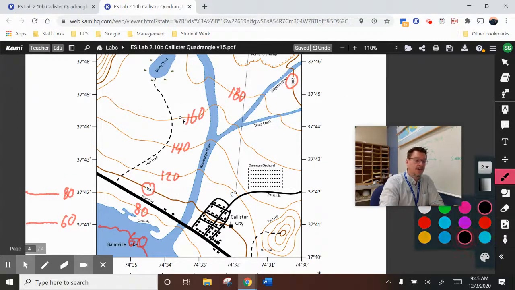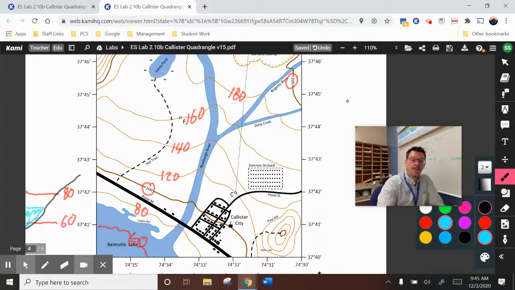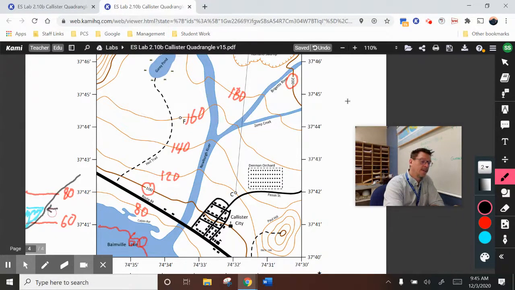And let me draw in a shoreline. The shoreline would do something like this. The shoreline of Balmville Lake is between the 80 and the 60. So what that tells me is that the water has got to be somewhere in here, filling in and covering up and submerging the 60 line. So that means that the beach would be right there between 60 and 80. So the shoreline of Balmville Lake is between 60 and 80.